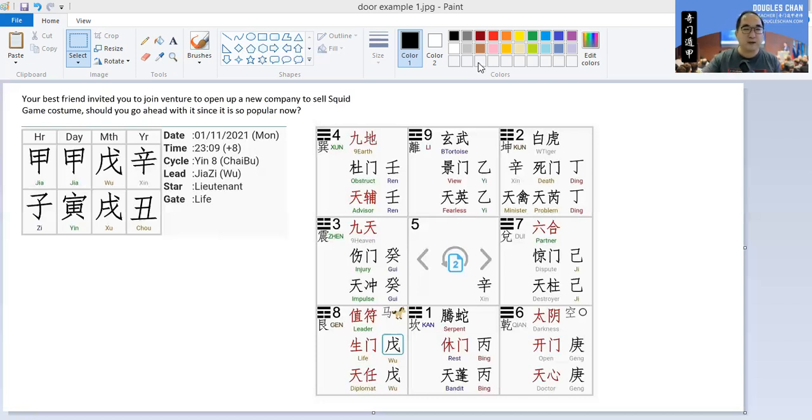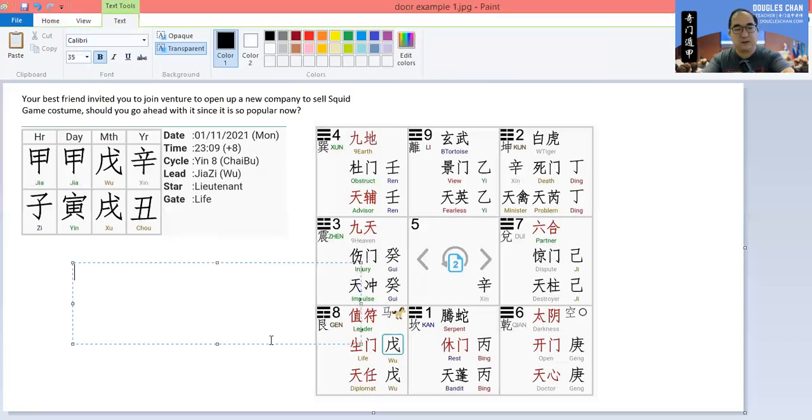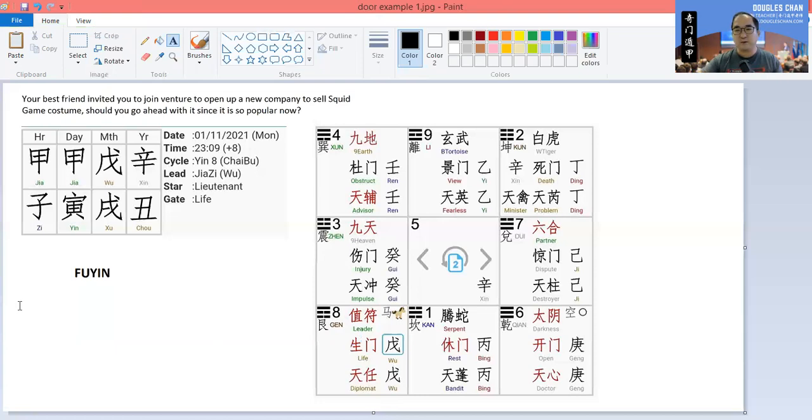Let me type it down. What does a Fu Yin chart look like? It's pronounced F-U-Y-I-N, Fu Yin. In a Fu Yin chart, what does it really mean? It means that this chart is going to be motionless, slow, and also very painful. This is what a Fu Yin chart stands for. So the overall picture of this chart is a Fu Yin chart.